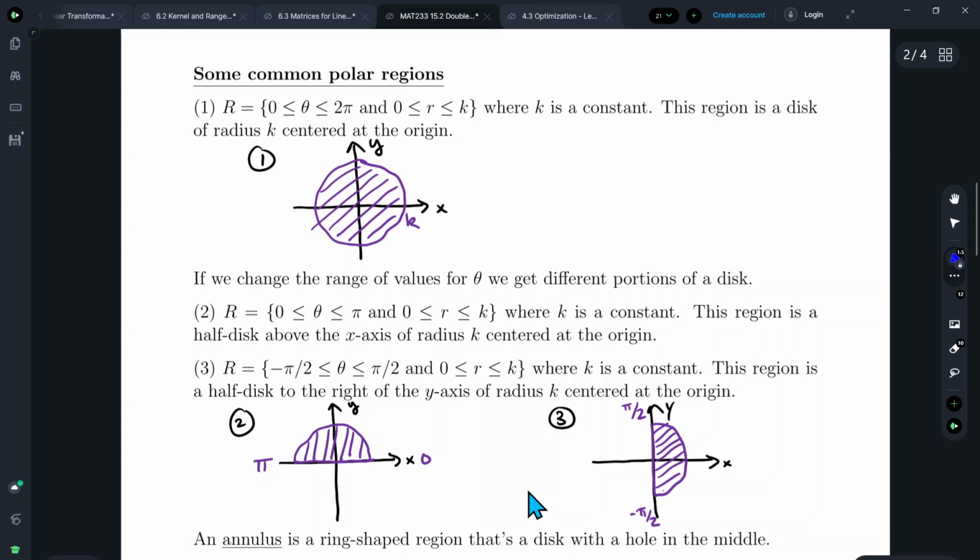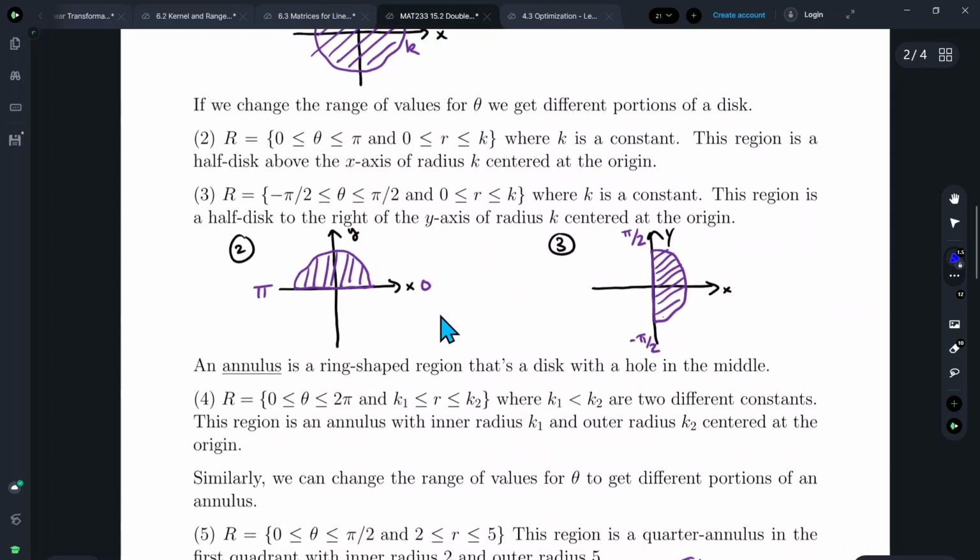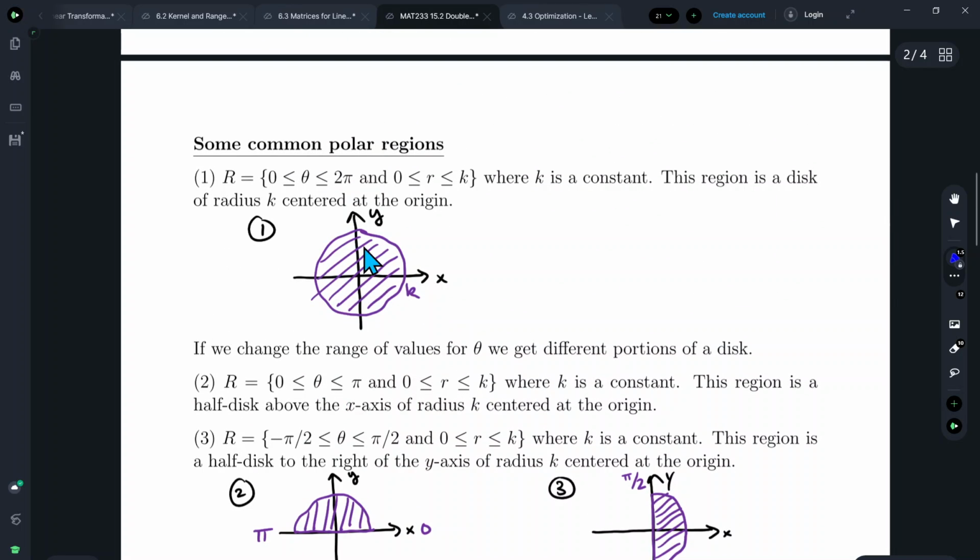So on the second page here, I described some common examples and also how to set up the variables theta and r. The first one here is just a simple disk of radius k. A disk means a circle plus the interior region inside the circle. So that's typically what we call a disk. The shaded region here is a disk of radius k centered at the origin.